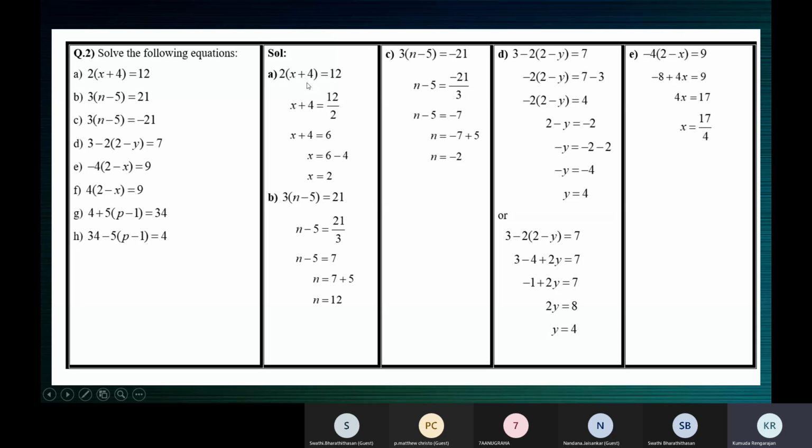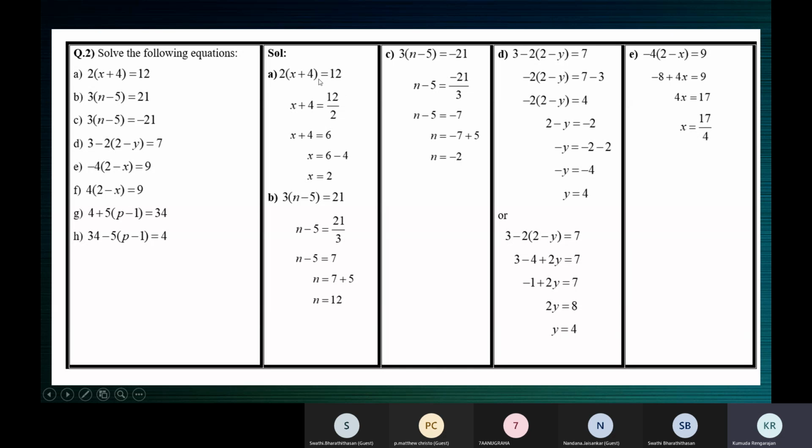So do it in your mind. What happens when you divide this by 2? 2 and 2 will get cancelled. On the other side, you will have 12 by 2. When you divide both the sides by 2, you want to separate x plus 4 from 2. So you want to remove 2. That can be done by dividing both the sides by 2.